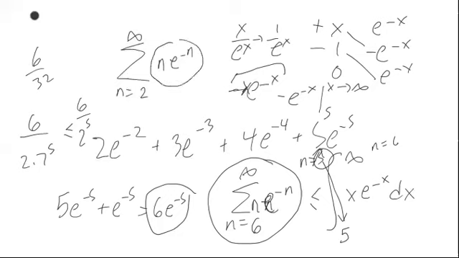This is how we can get an upper bound for the remainder, what's left after we've added so many things.